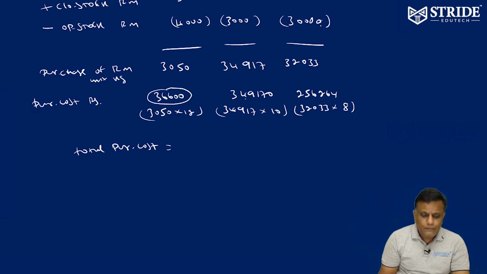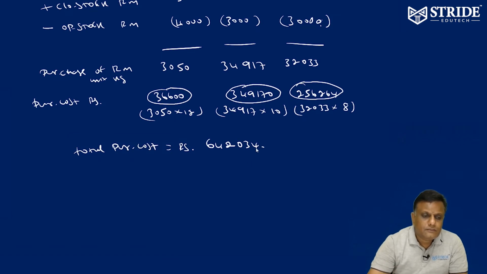So the total purchase cost is 36,600 plus 349,170 plus 256,264, which is 642,034 rupees.